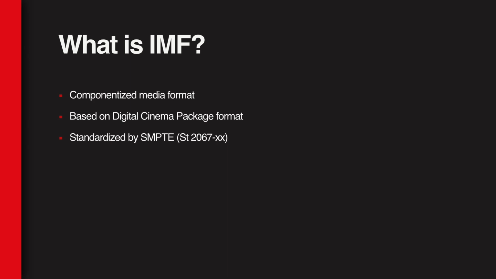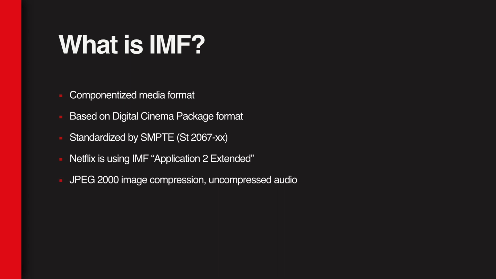The other group of documents defines individual IMF applications. These applications are targeted at different use cases and mainly differ in the image compression codec used. The specific flavor that we use at Netflix is IMF Application 2 Extended, short AP2E. It meets our requirements and uses JPEG 2000 for image compression, just like digital cinema. IMF AP2E has built-in support for high dynamic range, high frame rates, and timed text, and it is currently being updated to support resolutions up to 8K.